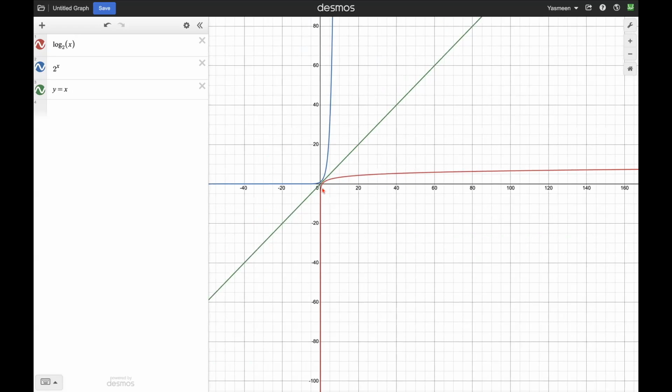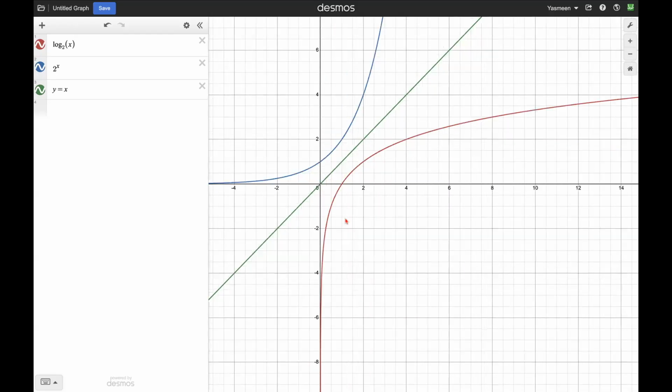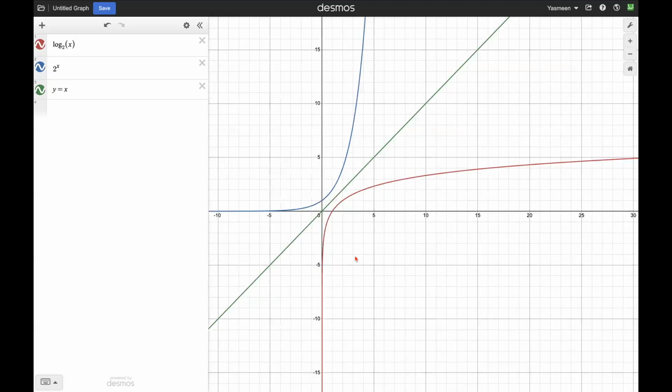Notice now as I go towards 0 from the right, so these are going to be things very close to 0, so 0.001, 0.000001. So if that's my x value, I'm saying 2 to what power gives me something close to 0? Well, these are going to be negative numbers, right? So that becomes 1 over 2 to a large number. So that's how I'm going to get to negative infinity.